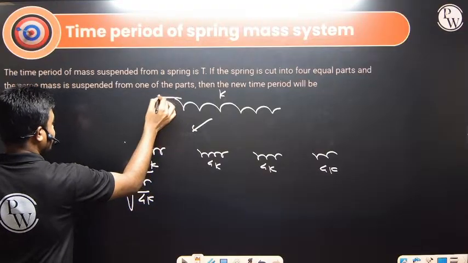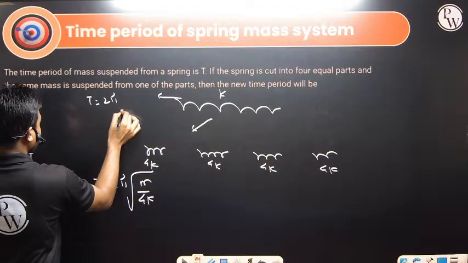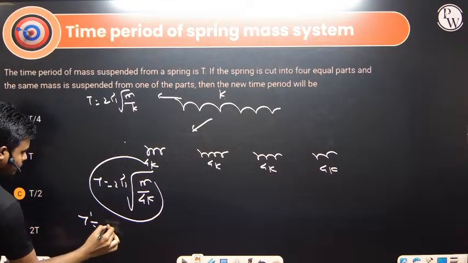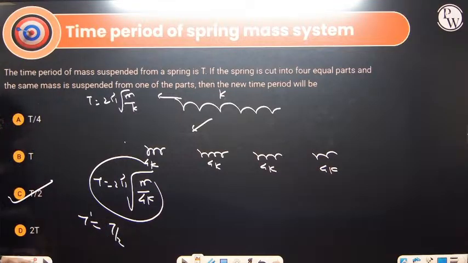So what is the time period here? T is equal to 2 pi under root m by k. So this T dash is how many times of this T? T by 2. The answer is option C.